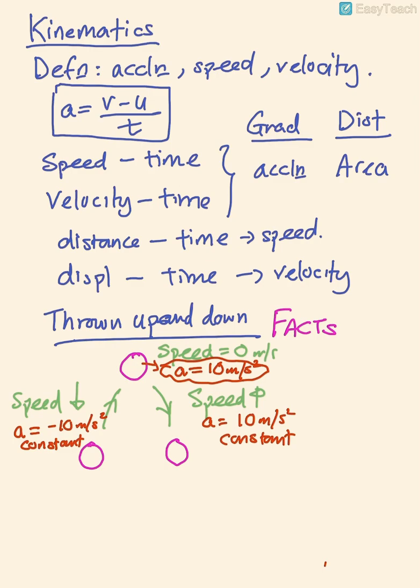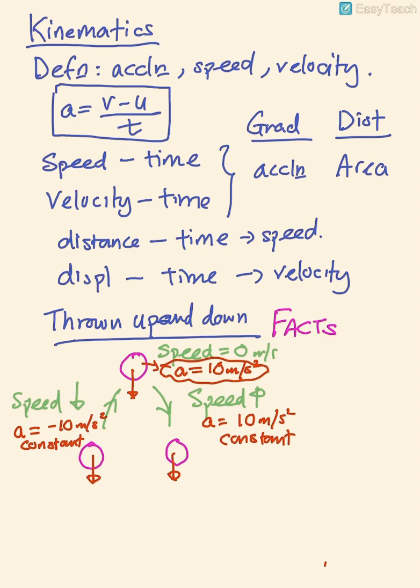Why? Why is it not 0? I thought you said speed 0, acceleration must be 0. The reason is because there's only one force acting on this object all the time, and the name of the force is? Gravity. And gravity, no matter what, gives you acceleration of 10 on Earth. It can be minus 10, it can be 10.